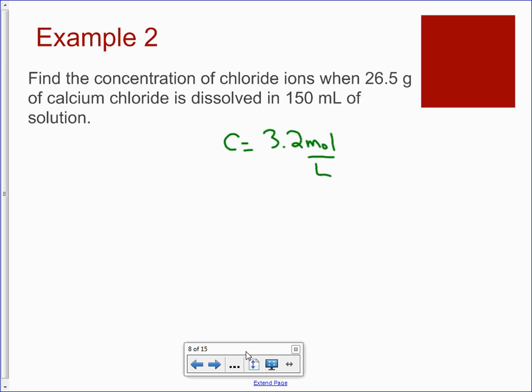And I'll help you guys out a little bit by giving you the formula for calcium chloride, just to make sure you start off on the right track. So remember, it is CaCl2. So make sure that you take into account that subscript 2 when you come up with your dissociation equation.